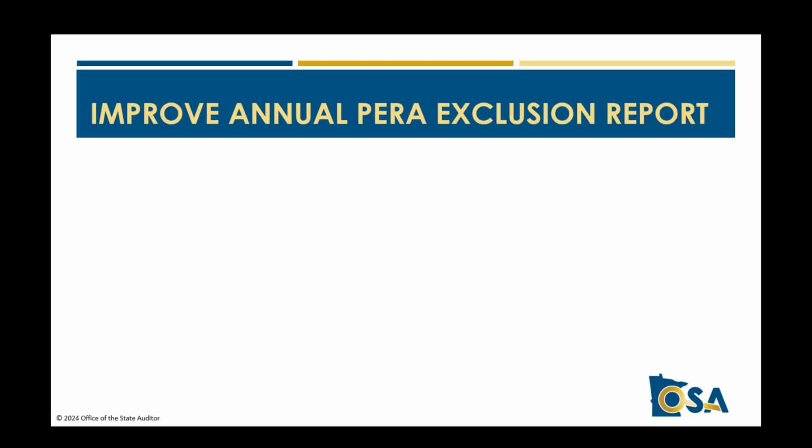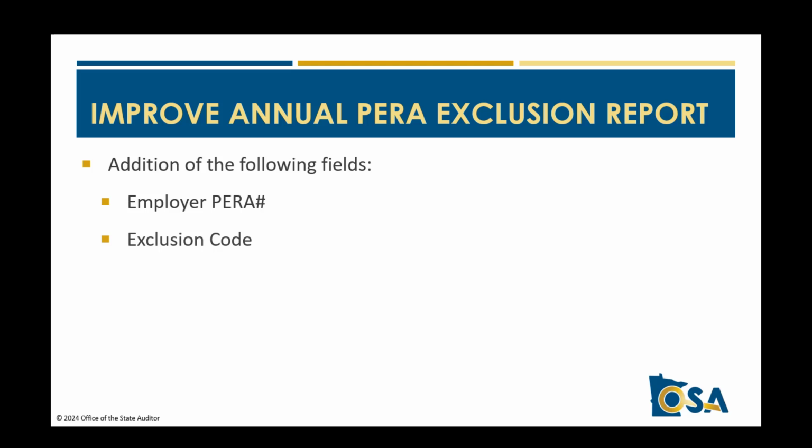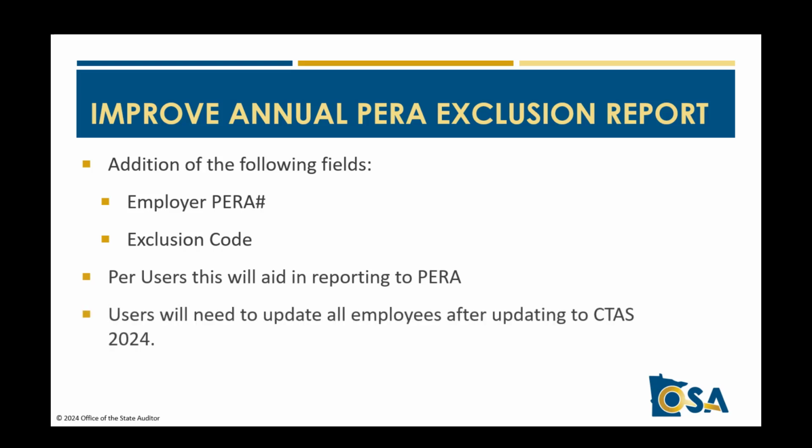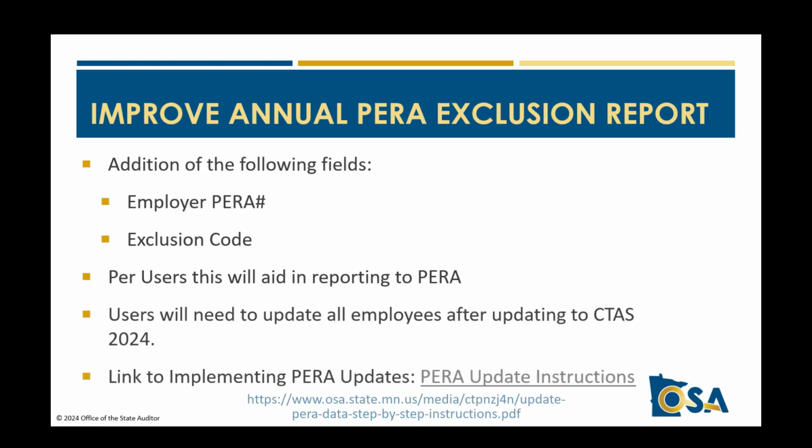Improve Annual PERA Exclusion Report. Addition of the following fields: Employer PERA Number, Exclusion Code. Per users, this will aid in reporting to PERA. Users will need to update all employees after updating to CTAS 2024. See the following link for how to implement PERA updates.